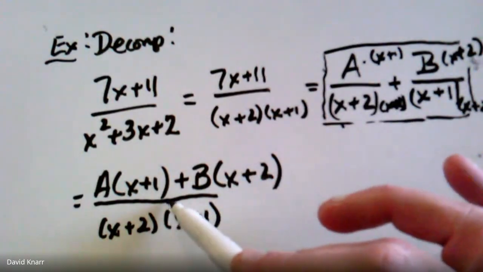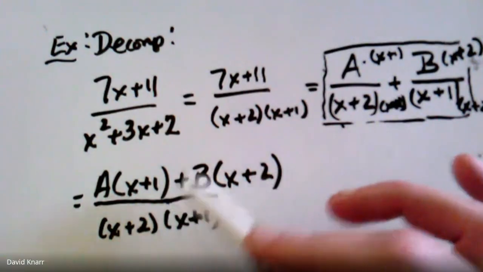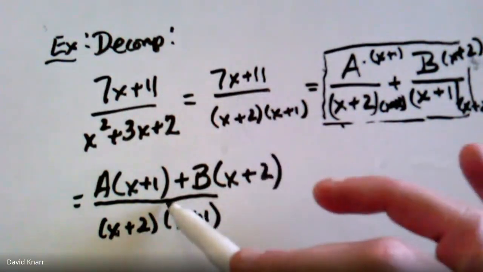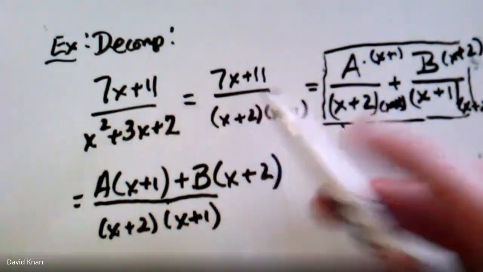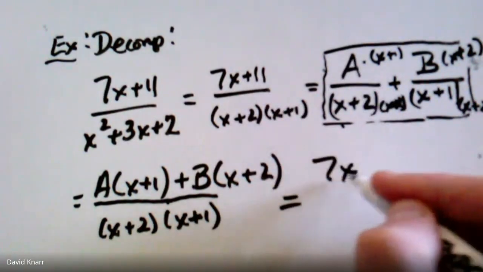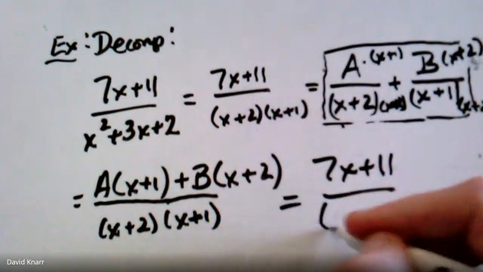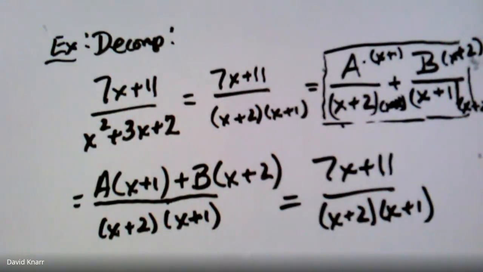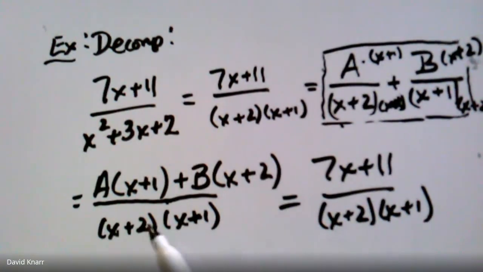I want this to be equal to this, right? This is what I want. Because if I find a common denominator, then this should be my answer. So this should come out to be 7x plus 11 over x plus 2 times x plus 1. All right, that's the only way they'll be equal. Now, if you look, the denominators are already the same, but the numerators are not.